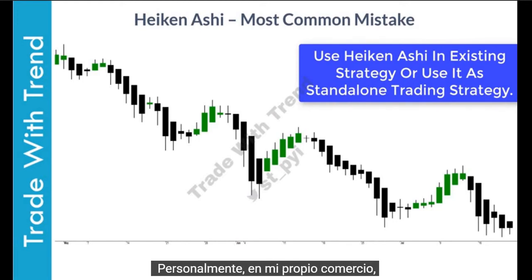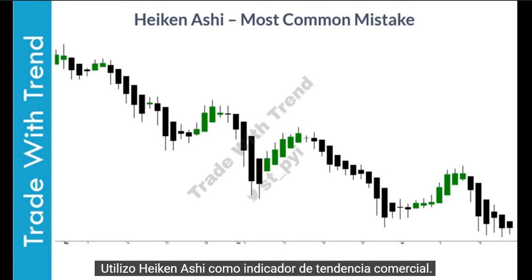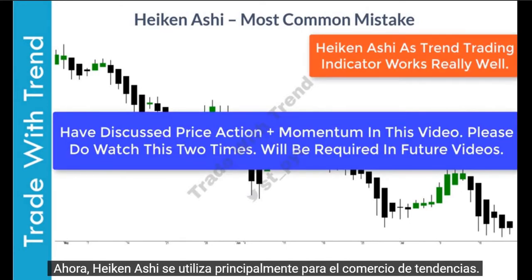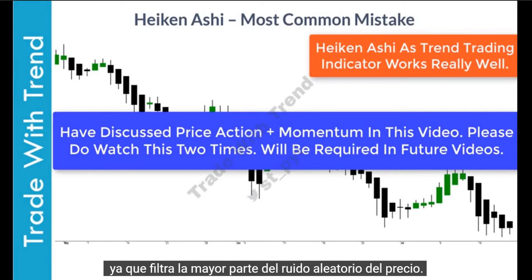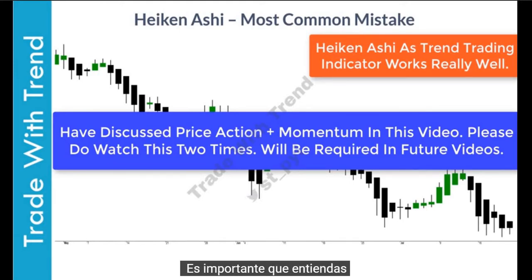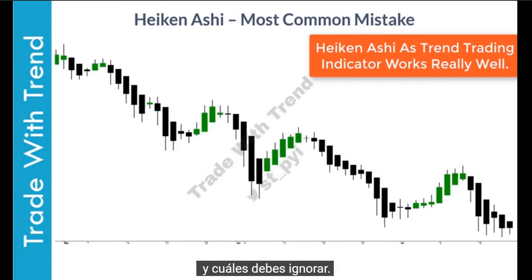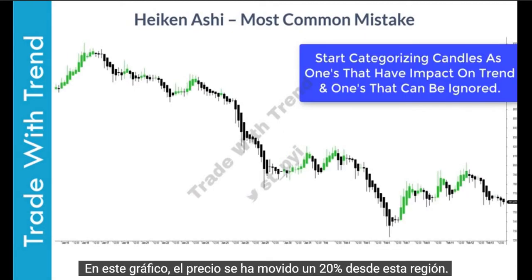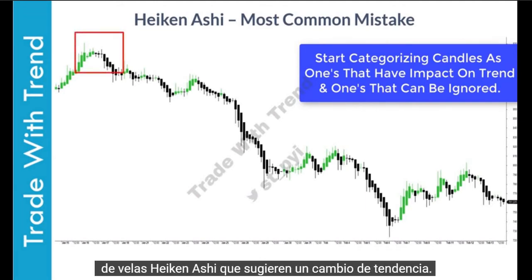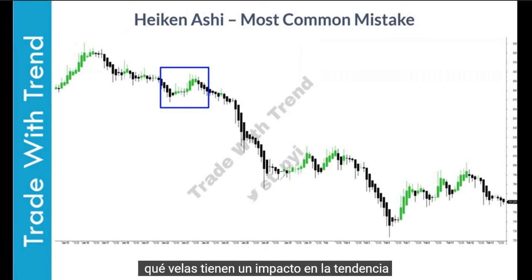Personally, in my own trading, I use Heikin Ashi as a trend trading indicator. Heikin Ashi is primarily used for trend trading as it filters out most of the random noise from price. It is important for you to understand which Heikin Ashi candles you need to focus upon and which ones you have to ignore. Let us now understand this in detail. In this chart, price has moved 20% from this region. During the same time, there are these series of Heikin Ashi candles which suggest trend reversal. As a trader, you need to know which candles have impact on trend and which ones are counter trend candles which have limited or no underlying impact.